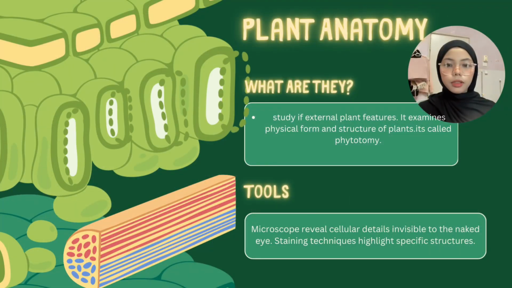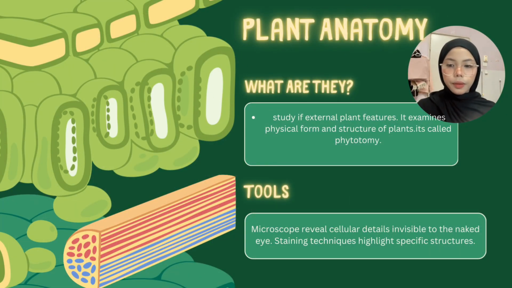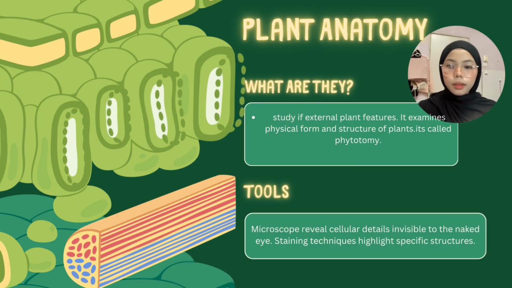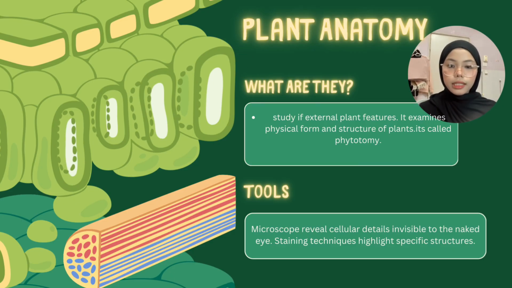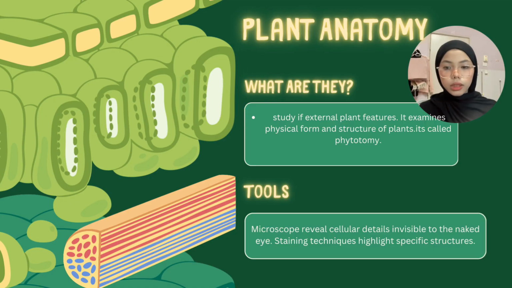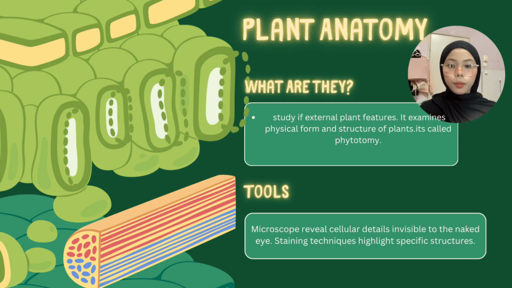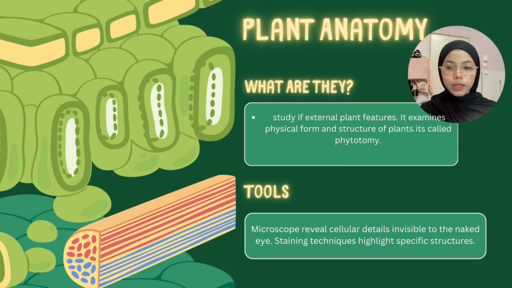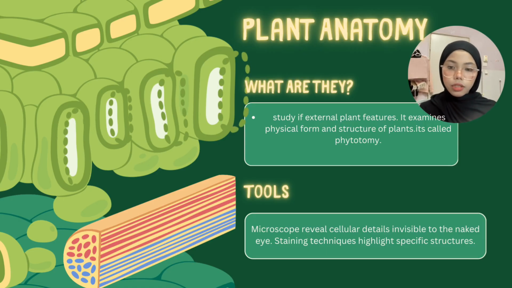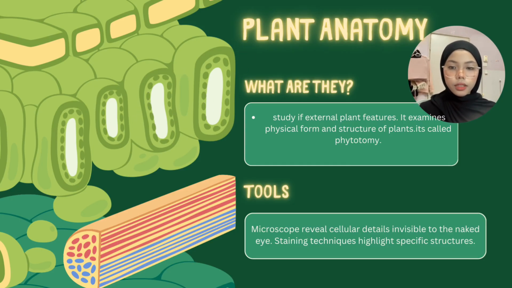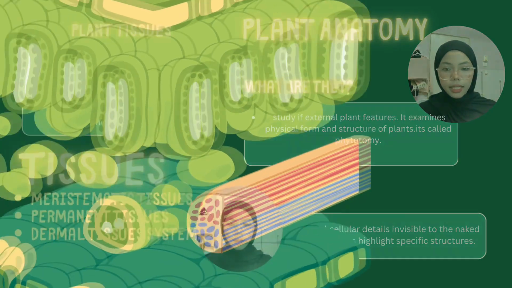Plant anatomy is about studying the internal structure of the parts of the plant, for example, stem, root, and much more. Plant anatomy also studies the organization of the plant, which is called phytotomy. Phytotomy focuses on the tissues and organs of the plant. The tool that we use for anatomy is the microscope, a powerful tool that can reveal cellular details invisible to the naked eye. By using a microscope and staining, we can identify different types of tissue, for example, xylem and phloem.